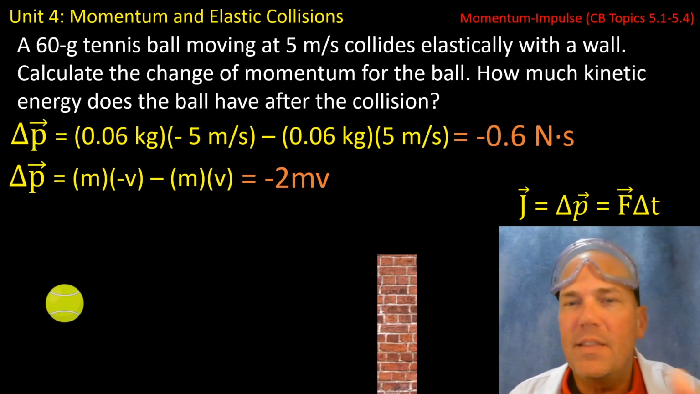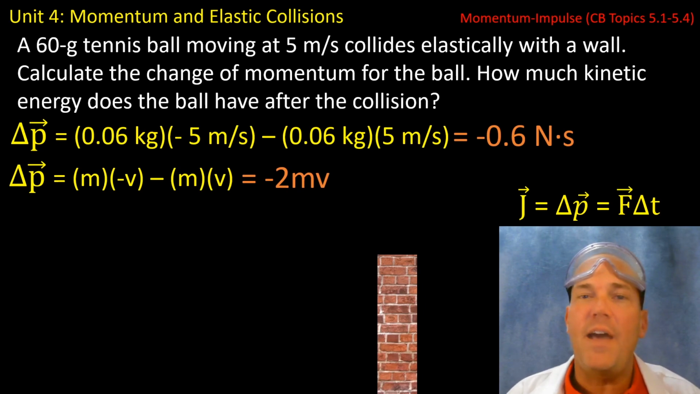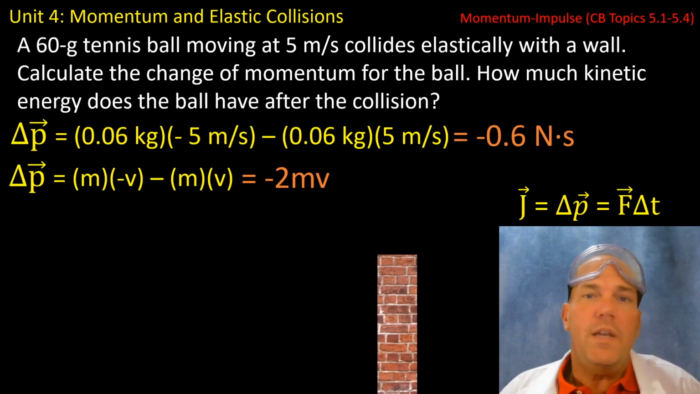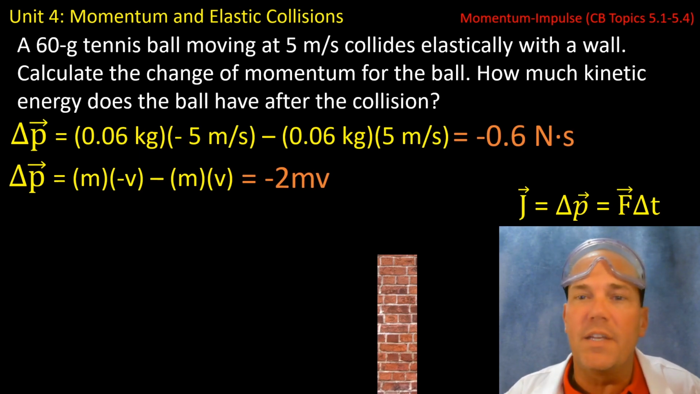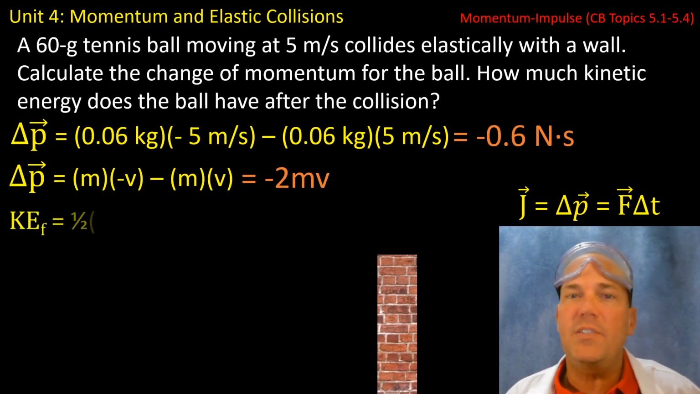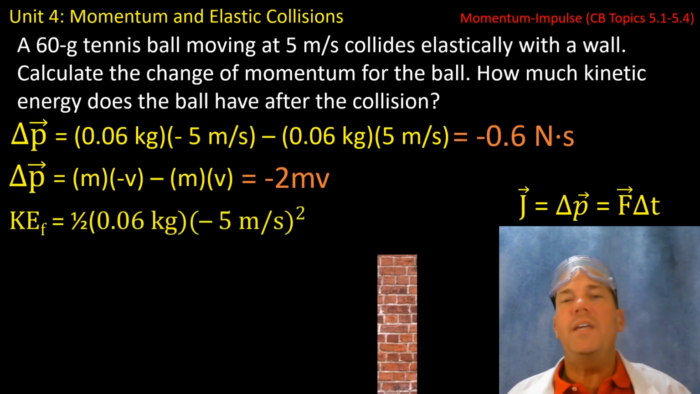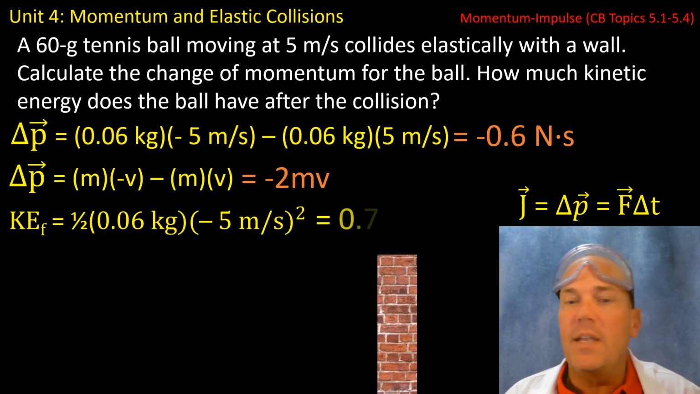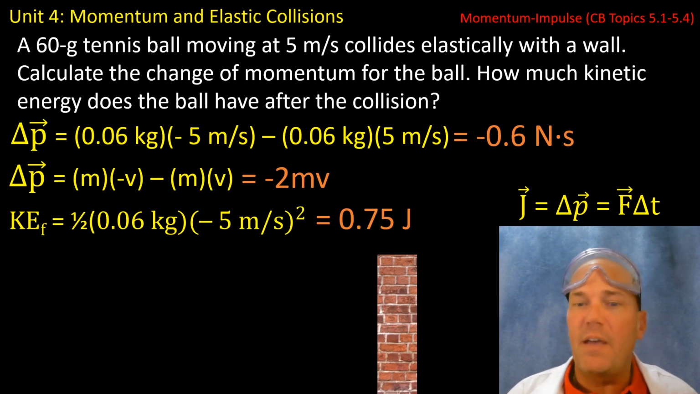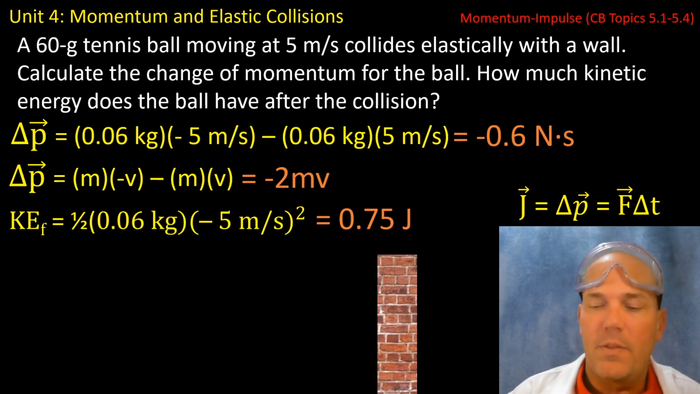Lastly, let's look at how much kinetic energy it has after the collision. Well, whatever it has after the collision is the same as what it had before the collision, because this object strikes and collides elastically with the wall. So we can calculate the final kinetic energy for the object, and it is equal to 0.75 joules, which is exactly what its kinetic energy was before it struck the wall.